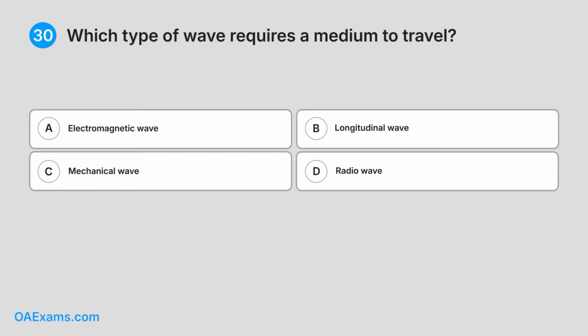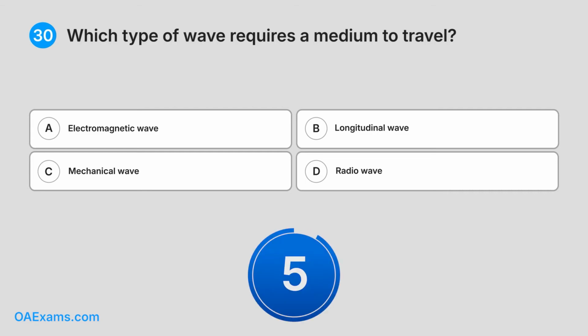30. Which type of wave requires a medium to travel? A. Electromagnetic wave. B. Longitudinal wave. C. Mechanical wave. D. Radio wave. Can you guess the answer?